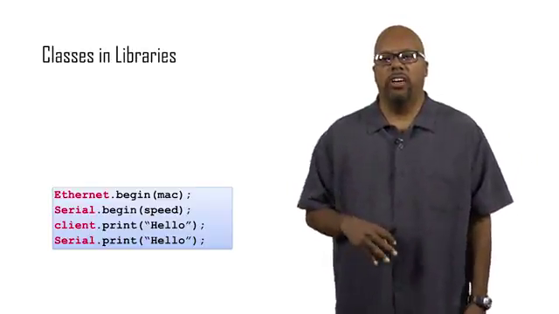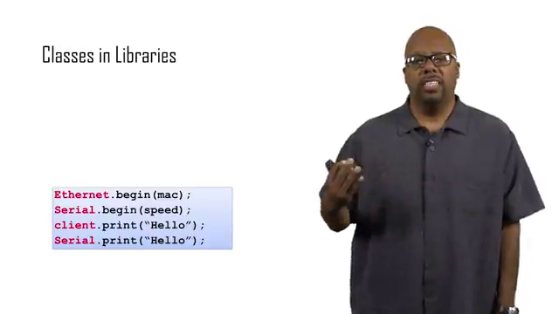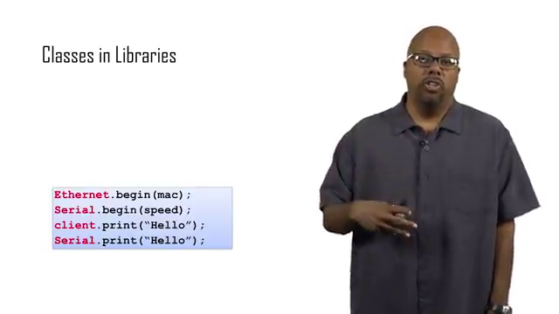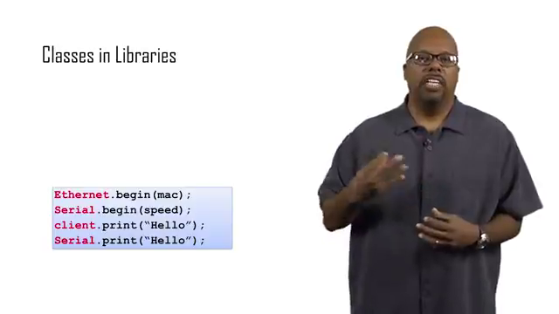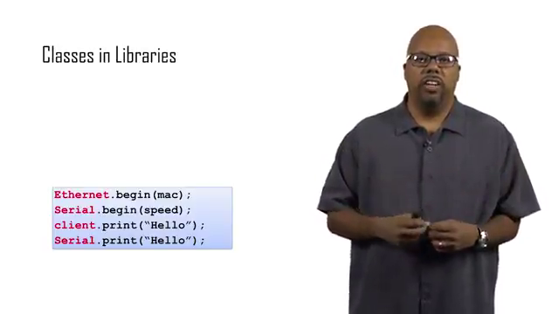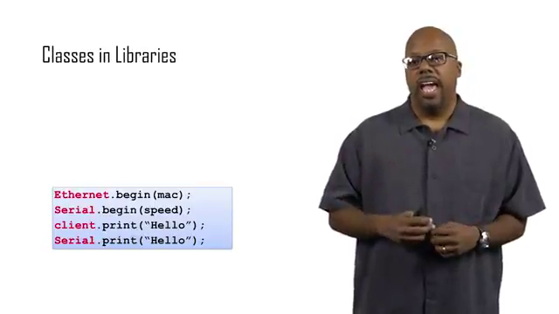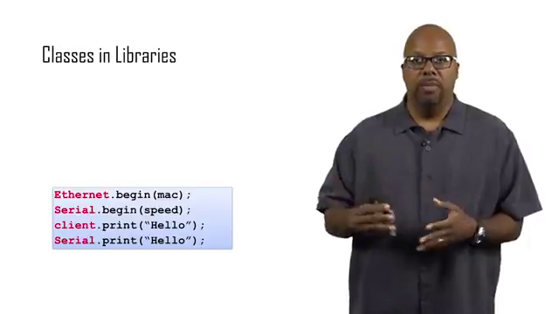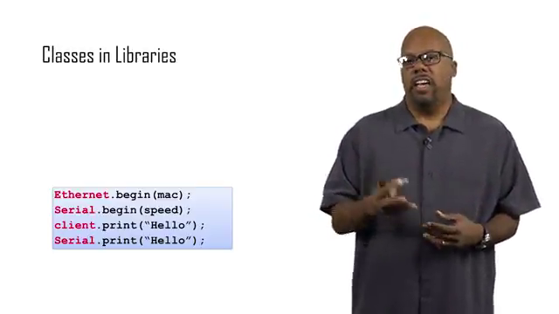So what I'm showing down here is like Ethernet.begin. Now, we haven't gotten to this yet, but there's an Ethernet library that you can get from Arduino that you can use with an Ethernet shield. And this library has a begin function. When you want to initialize the Ethernet adapter, you have to call this begin function. And you can't just call begin, you have to say Ethernet.begin, because it's from this Ethernet class that comes with the library. Next, I have serial.begin.